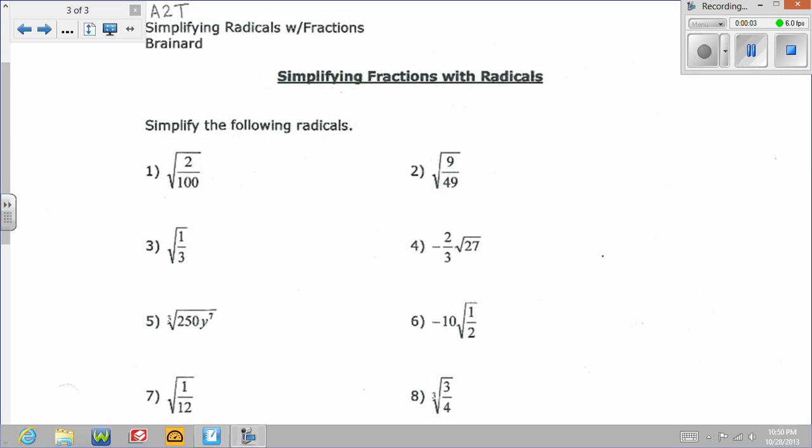Hi and welcome to day 2 of radicals. Today we will be simplifying fractions with radicals or radicals with fractions, however you want to look at it.